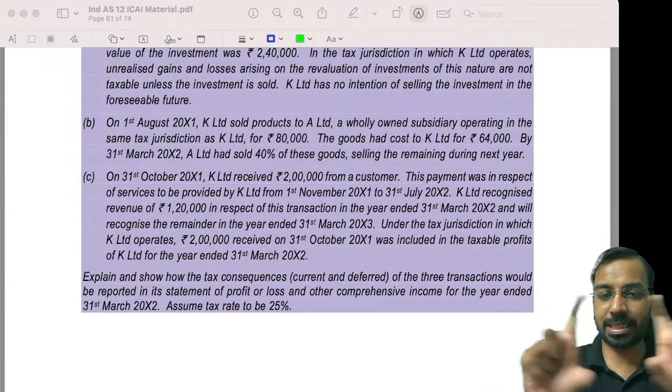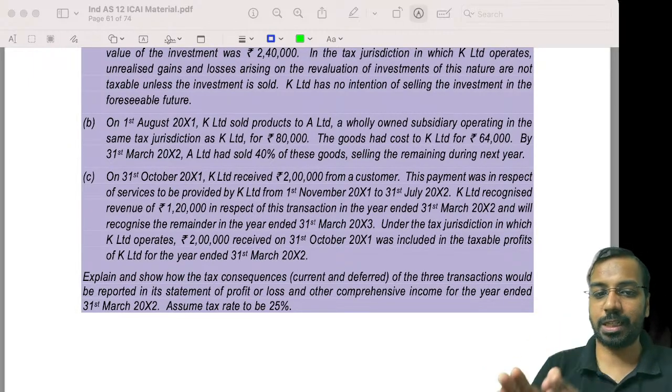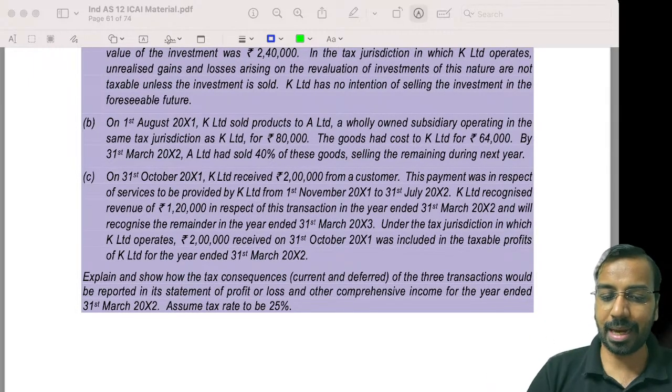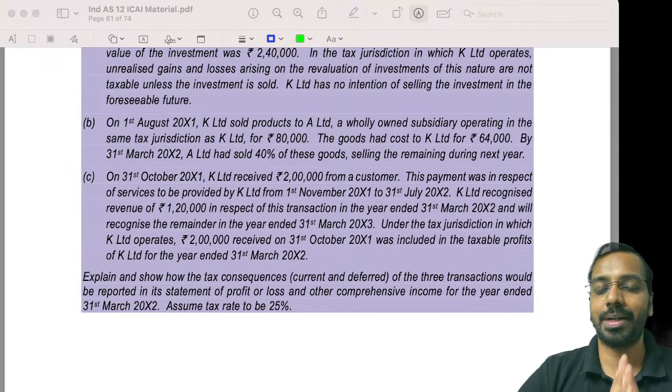But the only thing is that chart: carrying amount, tax base, asset, liability. If you remember that, 90% of the questions you can solve straightforwardly.